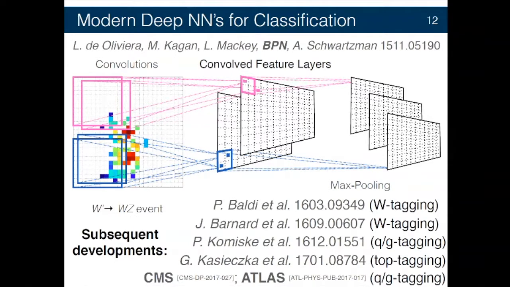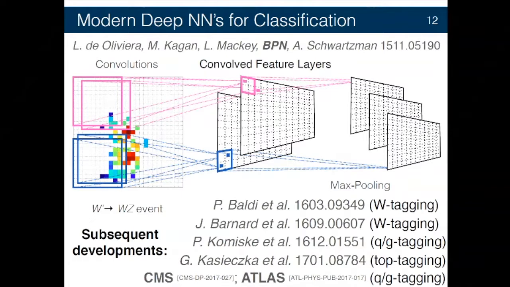But here I'm going to talk about, in particular, jet tagging. So you have these jets, and you want to identify, using the full radiation pattern inside the jet, what kind of jet it is. Where did it come from? You can see there are many references here for various tagging applications, so identifying if it's a W boson or a top quark or a quark-gluon jet.